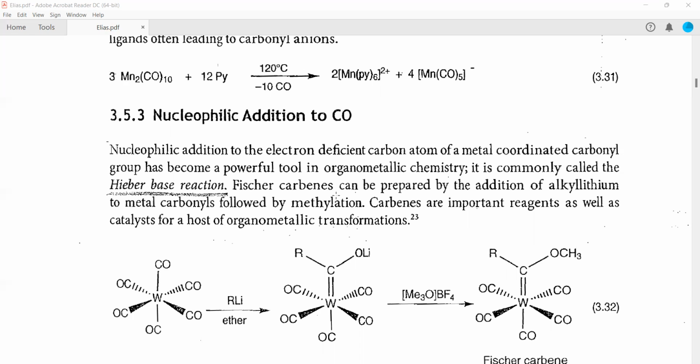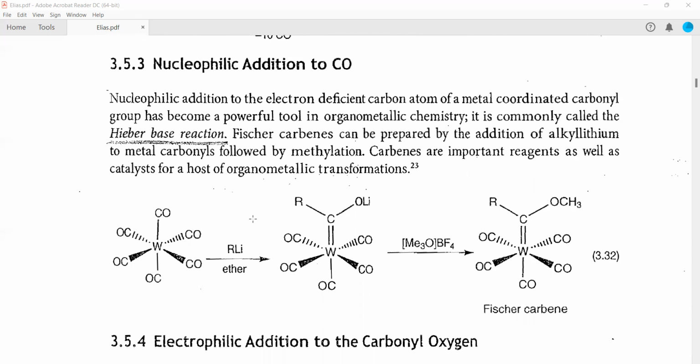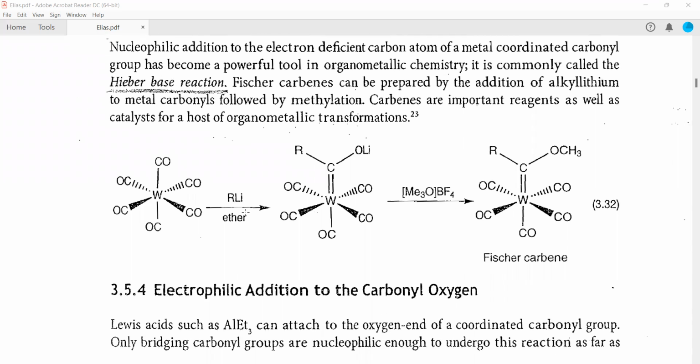Now, carbenes are important reagents as well as catalysts for a host of organometallic transformations. So what they have done here is that you have this homoleptic metal carbonyl, and when you use alkyl lithium in ether solvent, then what happens? You know, this is negatively charged, this is positively charged. So this negatively charged entity can easily substitute it.